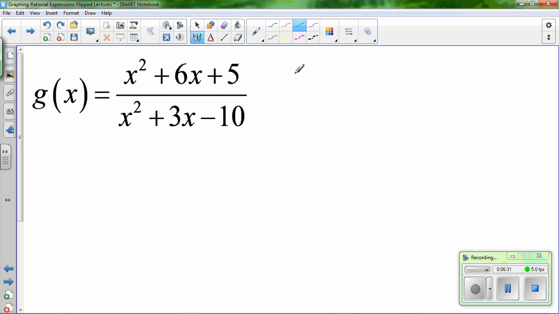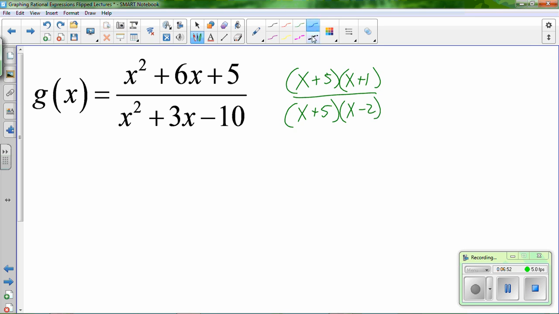Okay, so let's factor the numerator. It factors to x plus 5 and x plus 1. The denominator factors to x plus 5 and x minus 2. We have a common factor of x plus 5. The x minus 2 will end up giving us a vertical asymptote, that x cannot equal 2. But let's just focus on the hole aspect of it. So this is going to give us a hole because it's a common factor of the top and the bottom.